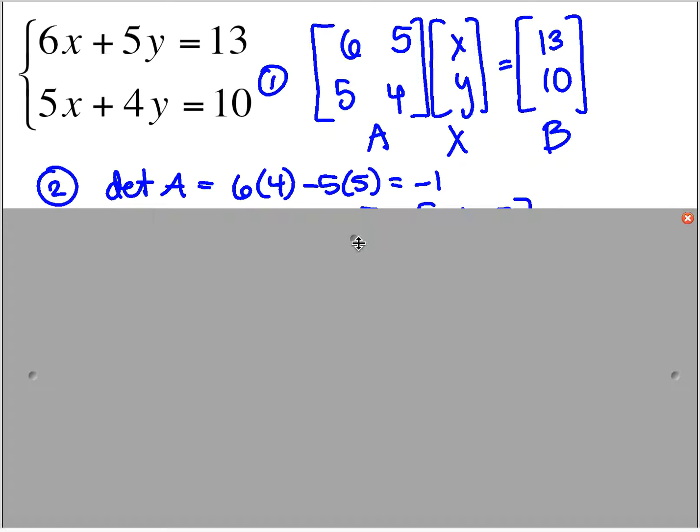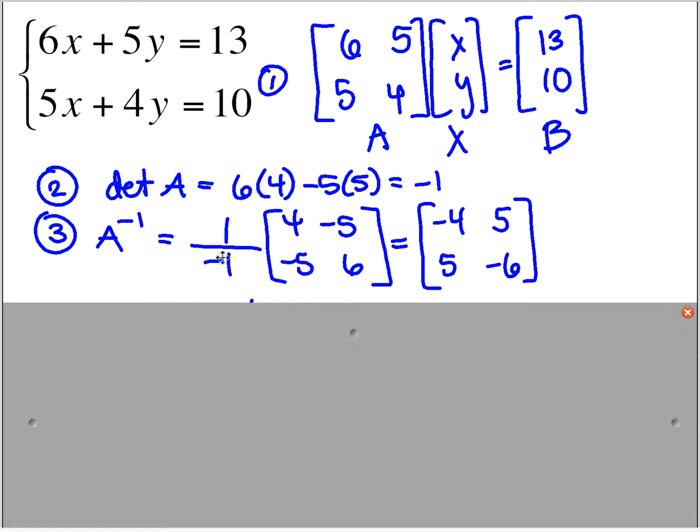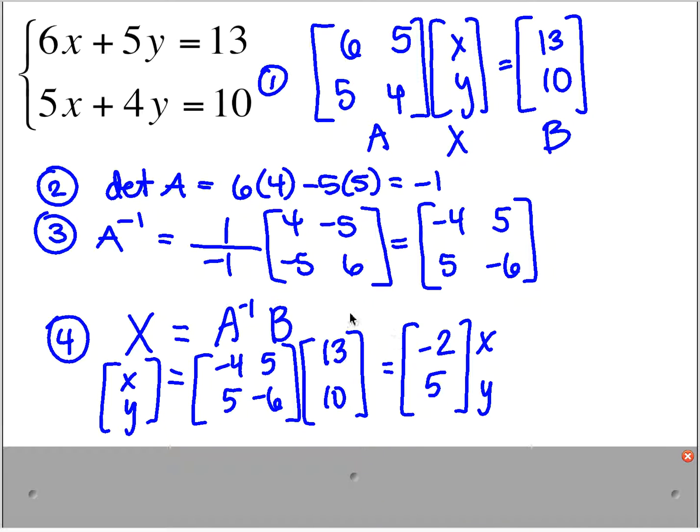So yes, it has an inverse. The next thing I want to do is calculate what that inverse is. And so I have 1 over -1. I don't need to do the determinant again because I already found it in step 2. Switch your A and D, and then take the opposite signs of B and C. And when you multiply or distribute that -1, that's just scalar multiplication, you end up with A's inverse being -4, 5, 5, and -6. And then the last thing is to solve for x and y by multiplying the matrix A's inverse by matrix B. And so then you have -4, 5, 5, -6 times the constant matrix 13, 10. And when you do your matrix multiplication, you end up with -2, 5.